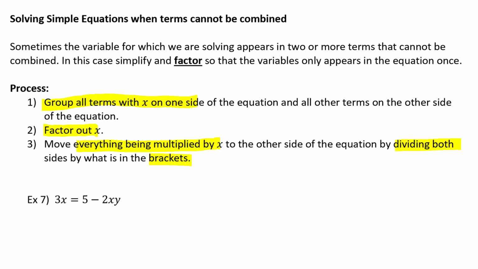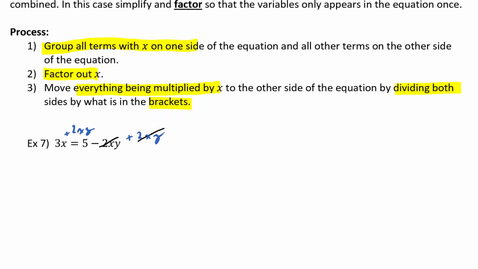Example 7, 3x equals 5 minus 2xy. Let's put all the x's on one side and all of our numbers on the other side. So to move the 2xy to the other side, I have to add 2xy to both sides. These cancel each other out. This then gives me 3x plus 2xy is equal to 5. At this point, I have every term with x on one side, and I have every term without x on the other side. Unfortunately, these are not like terms. One is x and one is xy, so I cannot combine them together.